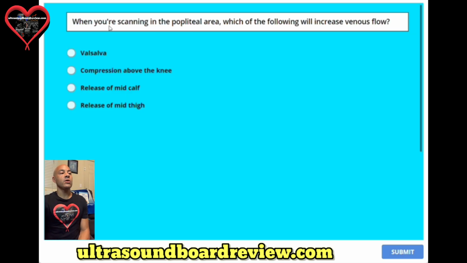Question 58. When you're scanning in the popliteal area, which of the following will increase venous flow? A, Valsalva. B, compression above the knee. C, release of mid-calf. Or D, release of mid-thigh.